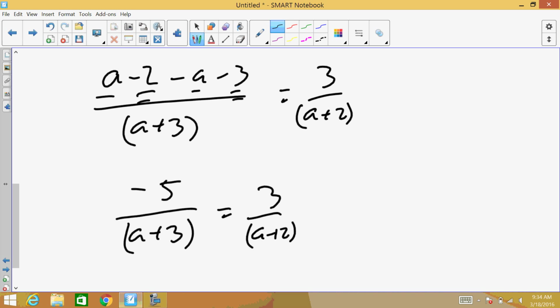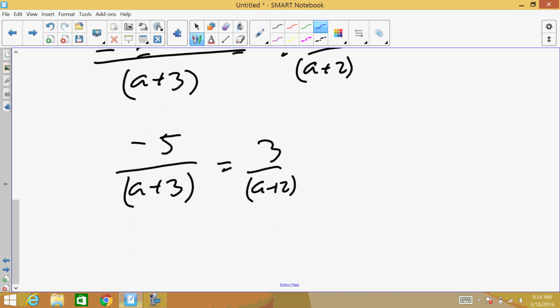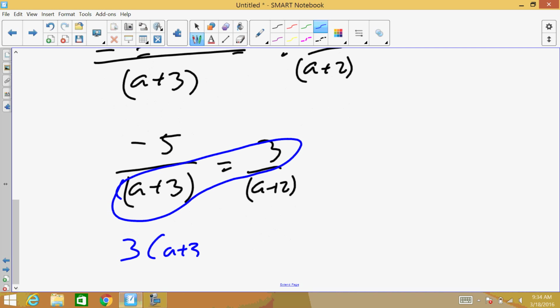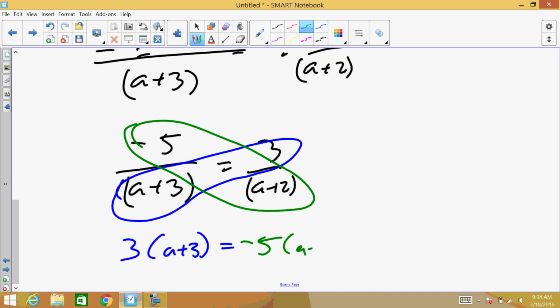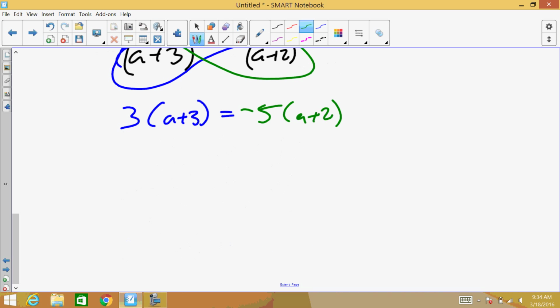Now, I made both sides one rational expression. What happens when I do that is the result is a proportion. So I can take that proportion and I can cross multiply. 3 times (a plus 3) has to equal negative 5 times (a plus 2). Okay, want to solve this, got to get rid of my parentheses. 3a plus 9 equals negative 5a minus 10.